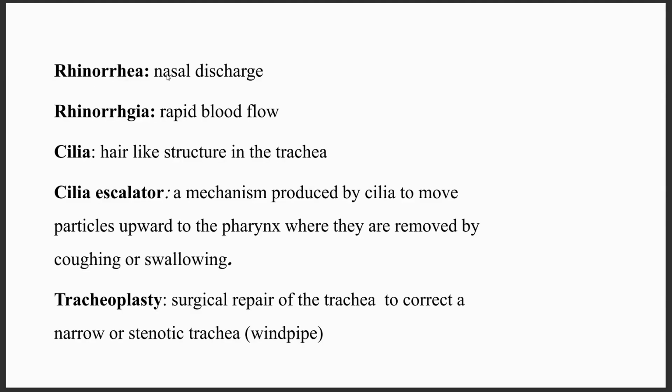And then we have rhinorrhea. This is nasal discharge, rhinorrhea. Pretty sure there's a spelling mistake there. And then we have cilia. That's a hair-like structure in the trachea. Cilia escalator: this is a mechanism produced by the cilia to move particles upward to the pharynx where they are removed by coughing or swallowing. Then tracheoplasty: this is the surgical repair of the trachea to correct a narrow or stenotic trachea, the windpipe. If you have a narrow or stenotic trachea, that could be bad, so we're going to have repair there.